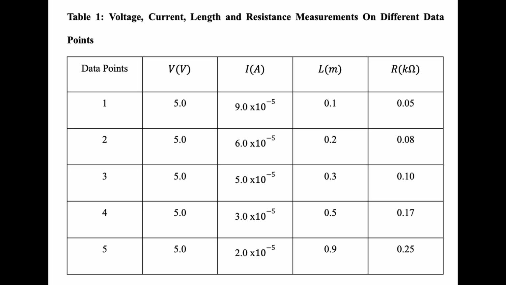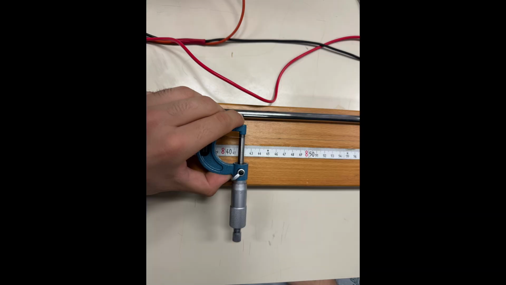With the current values I found, I applied Ohm's law and I obtained resistance values. As you can see, length and resistance values are directly proportional to each other. And in order to find the resistivity, I need area in my formula.